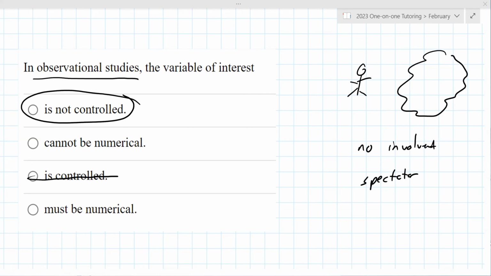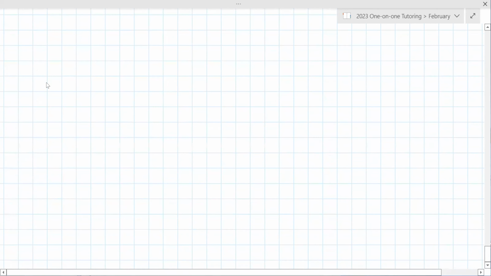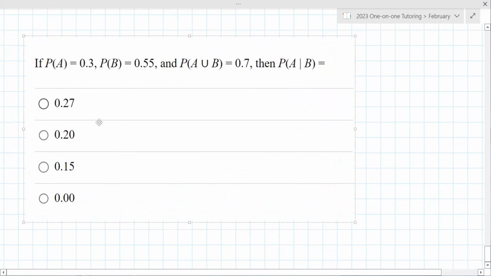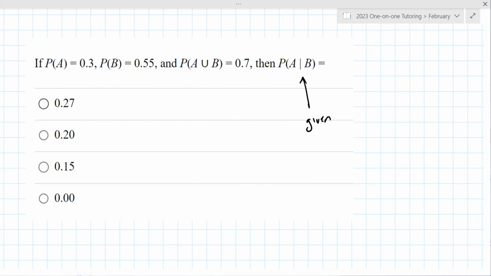All right, so 14, this one's a more complicated problem. They give you a lot of stuff here. They say the probability of A is 0.3, probability of B is 0.55, A or B is 0.7. That's kind of interesting. And then they want A given B. So this line here means given. If that's not clear, I can give you some more explanation on that. They do give you some formulas that are useful on this problem.